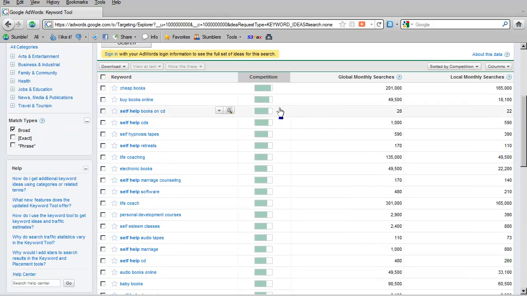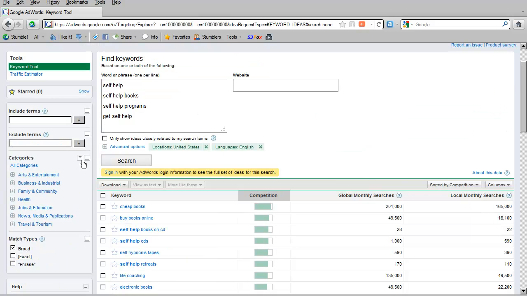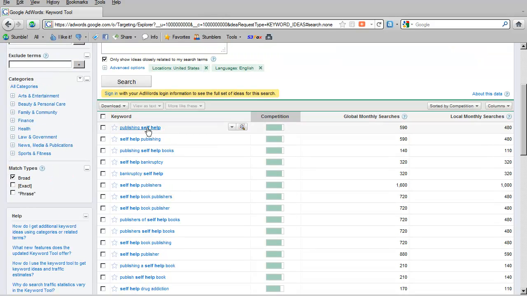But for right now, you just want to look at whether people are paying for advertisements on keywords within that niche. And yes, they are. Life coach, 301,000 searches, high competition. Cheap books, that's not really targeted to self-help, but buy books online, self-help books on CD. And that's one of the things you can do too, is just click the little box there, so it'll get rid of all the extraneous searches that are not really targeted.